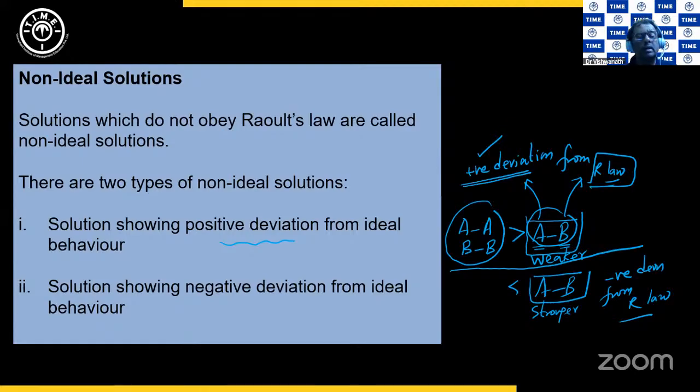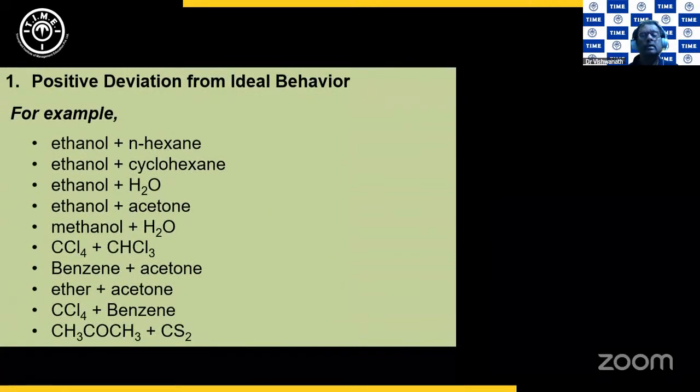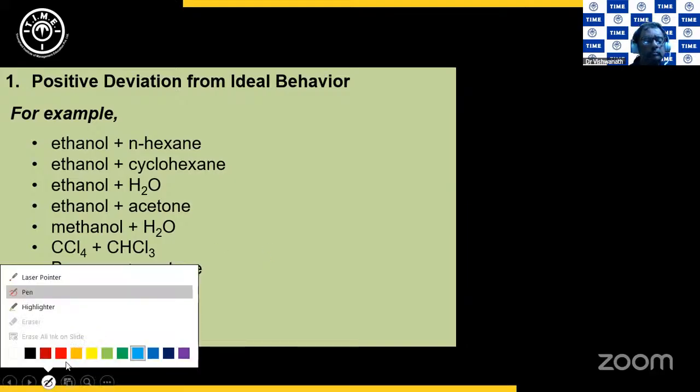So let us look at the plot, or first let us look at the example here. Positive deviation, because as we mentioned that in the exam they'll also ask, right? They'll give a pair of compounds and then ask whether it is showing positive deviation from Raoult's law or negative deviation. So positive deviation from Raoult's law is nothing but positive deviation from ideal behavior, is it not? So let us look at this.